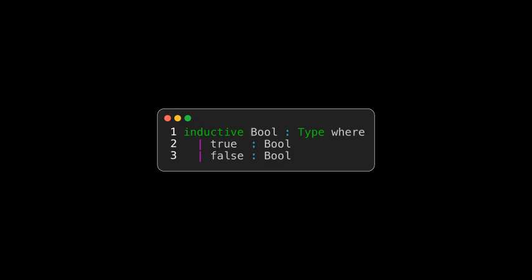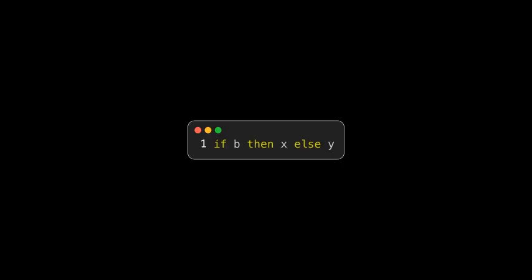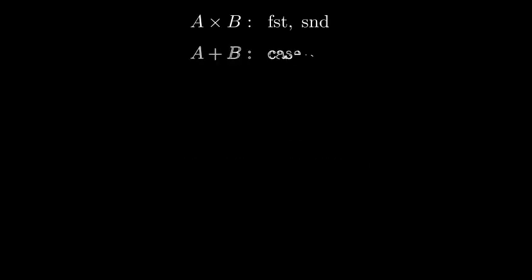Booleans fit the coproduct template. Two constructors. The only difference from A plus B is that the constructors carry no payload. The single bit of information is the choice of constructor, and the eliminator is the case split you've been writing your whole life. If, then, else. One answer for true, one answer for false, and it picks the right one.